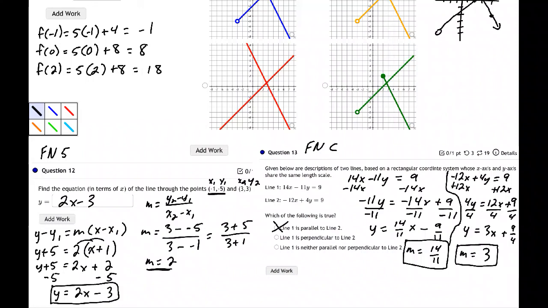Cross that off. Now, perpendicular, for line 1 to be perpendicular to line 2, they have to be opposite reciprocals. So that means one of them must be positive, one must be negative, and one of them is a, quote, flipped version of the other. So for instance, 1/2 and negative 2, those two are perpendicular. Reciprocals and they're opposites. Well, 14 over 11 and 3 are not opposites or reciprocals, so line 1 is not perpendicular to line 2. And that leaves us with one choice, and that is line 1 is neither parallel nor perpendicular to line 2, and that is our correct answer.